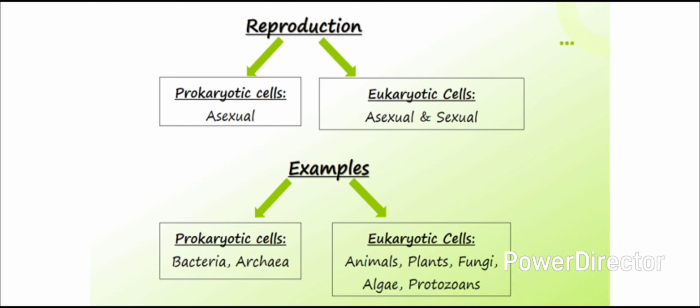Examples: prokaryotic cells like bacteria and archaea are the examples, whereas eukaryotic cell types are animals, plants, fungi, algae, and protozoa. So, this is the basic difference between prokaryotic and eukaryotic cells.